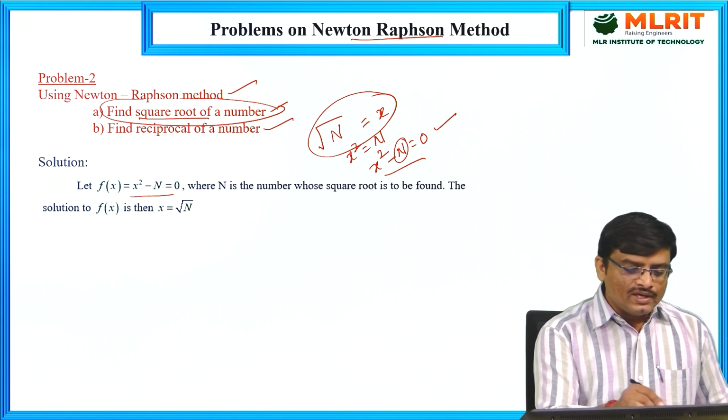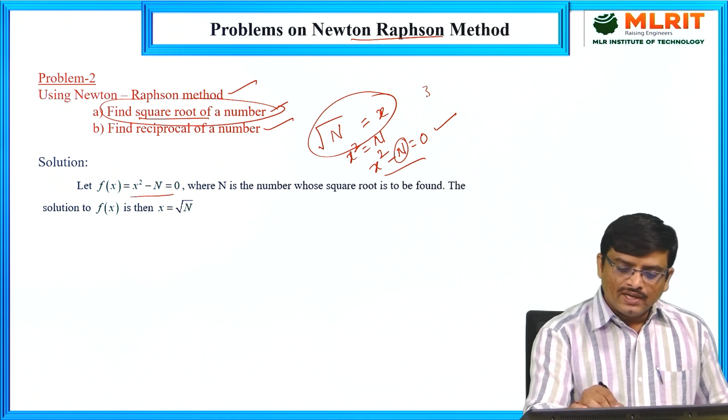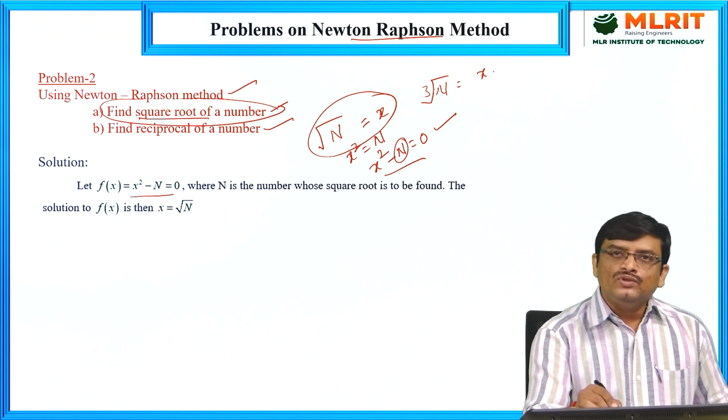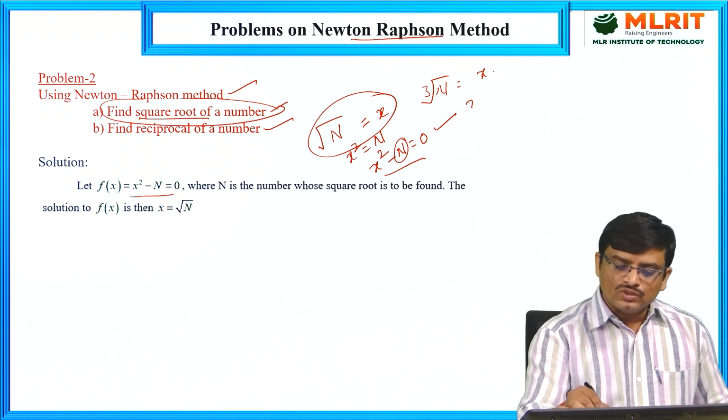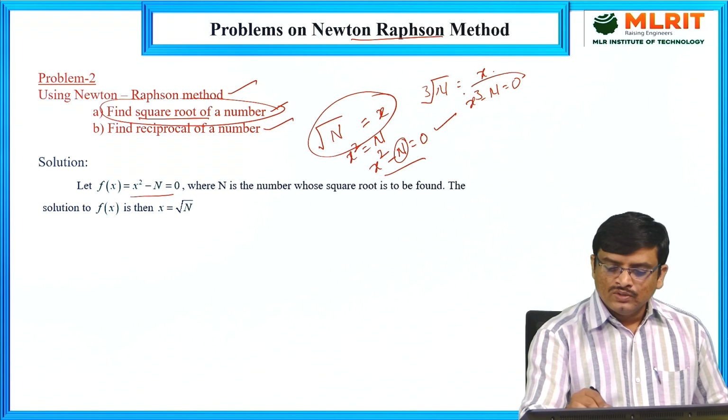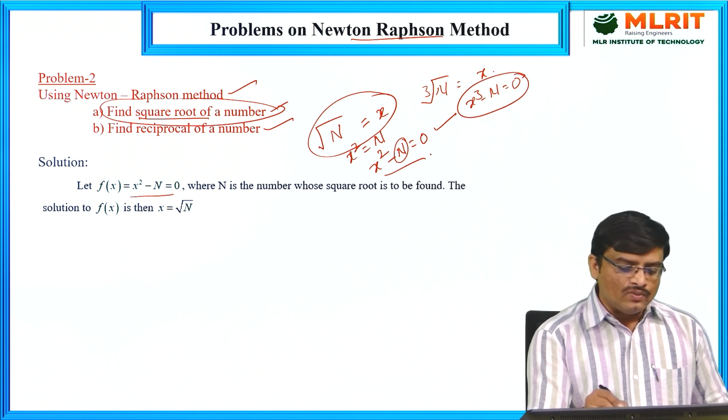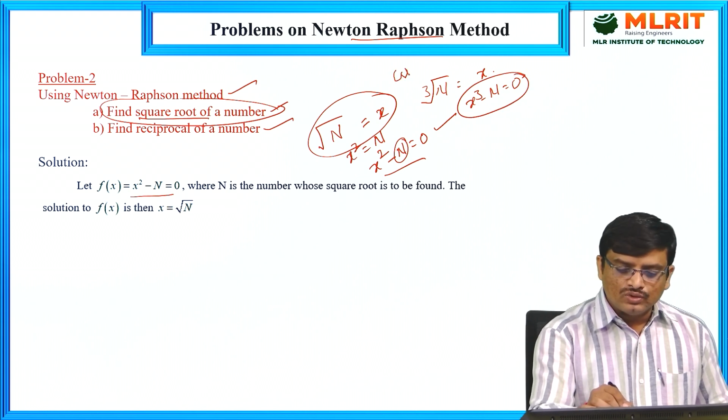Suppose you get a cube root here. We don't know the cube root of that number, so we can consider that cube root of n is equal to x. Now to remove this cube root, you have to apply cubing on both sides. So you will get x cube minus n is equal to 0. This is the equation you will get whenever we want to find the cube root.